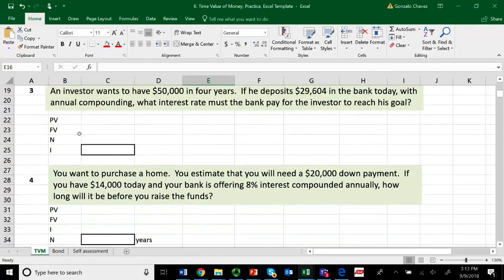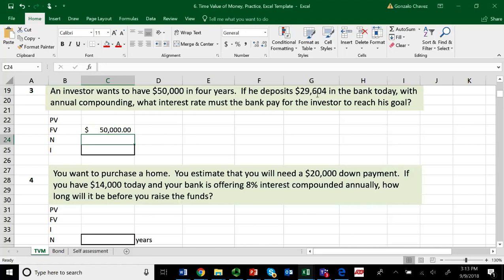So here's problem number 3. An investor wants to have $50,000 in 4 years. That means that this is a future value, correct? And in having $50,000 means that basically, they want to be able to receive or withdraw this amount. So as a future value, I'm going to type in $50,000.